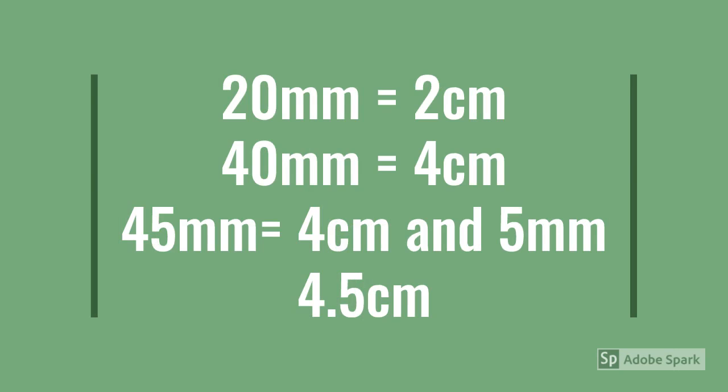I'd also like you to focus on the last one. 45 millimetres is the same as 4 centimetres and 5 millimetres. This can also be written as 4.5 centimetres. The 4 of course being the 4 centimetres and the 5 being the 5 millimetres.